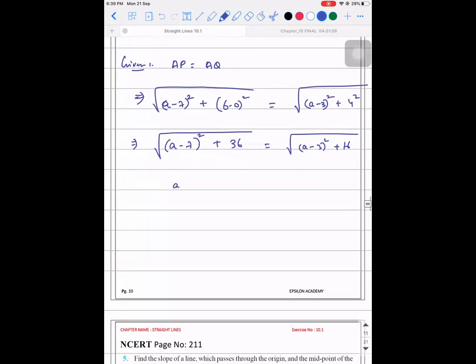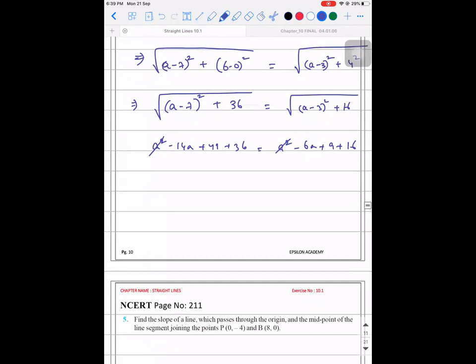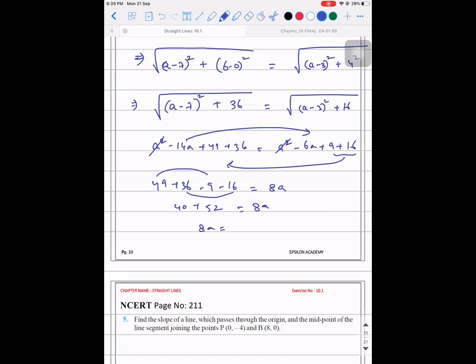Square on both sides. You will have (a minus 7) square, which is a square minus 14a plus 49, plus 36, equal to a square minus 6a plus 9 plus 16. So a square is gone. Minus 14a to the other side, 9 plus 16 to the left hand side. So 49 plus 36 minus 9 minus 16 is equal to 8a. So 49 minus 9 is 40, 36 minus 16 is 20, so 60 is equal to 8a. 8a will be equal to how much?